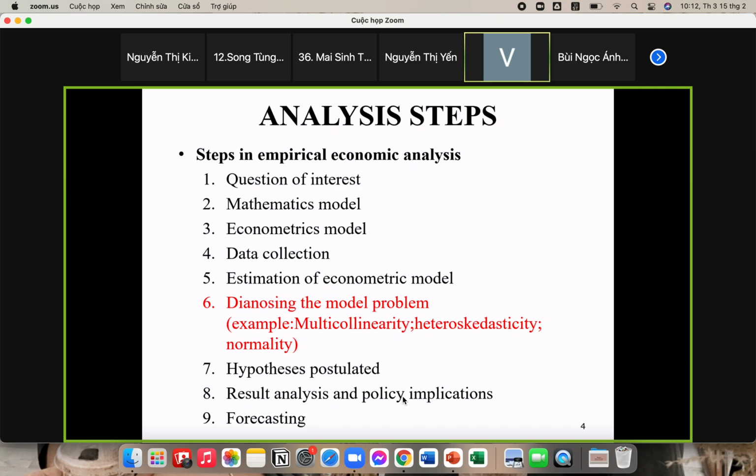When we finish the course, that means you already master all these steps, from step 1 to step 9. Step 9 is forecasting. Step 9 you can choose to do or not, it doesn't matter. But from step 1 to step 8, you have to do them when we want to do analysis. Forecasting, I will talk to you about later. You can do it or not, it's fine.